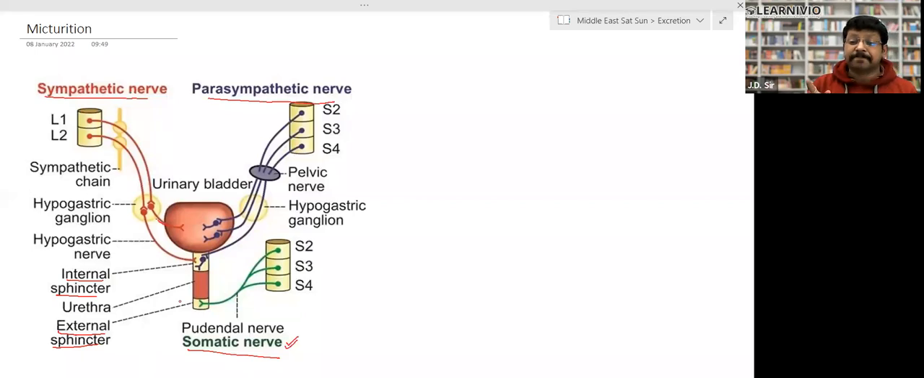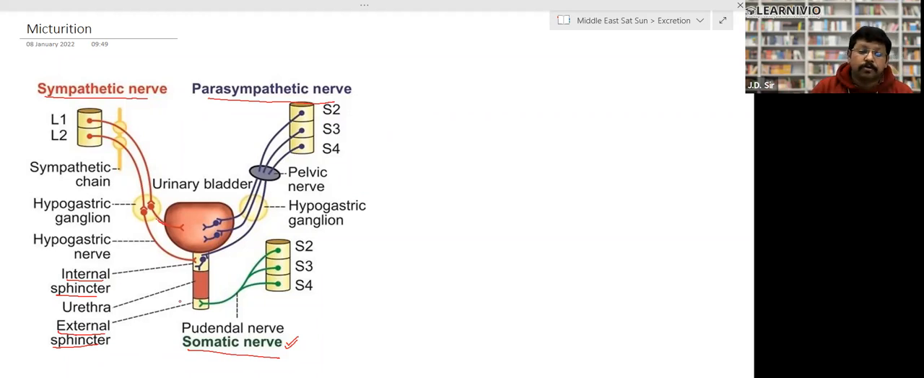Sympathetic and parasympathetic nerves control partially, automated. The somatic nerve is up to your will, but only up to a certain extent. After a limit, it will not be under your control, right? So please note it now. Micturition. Put the heading micturition. Keep on writing.